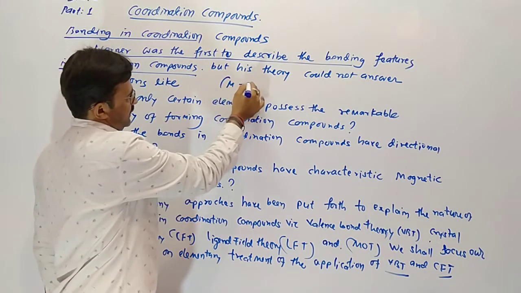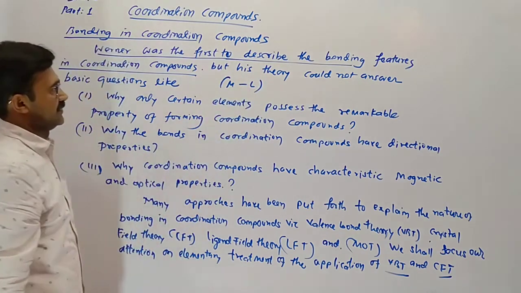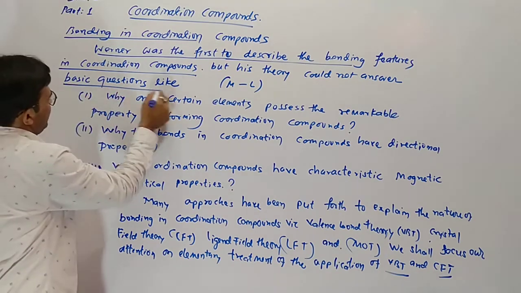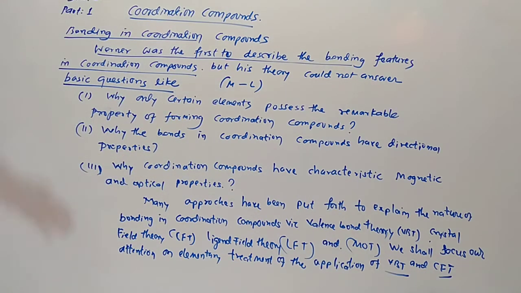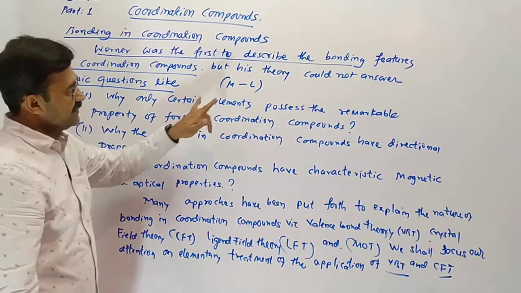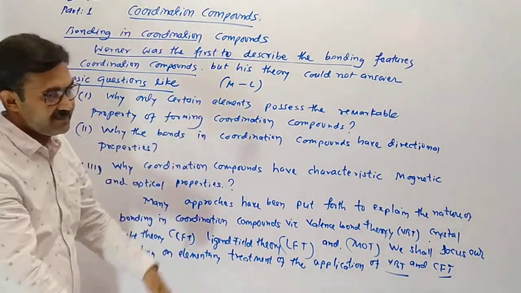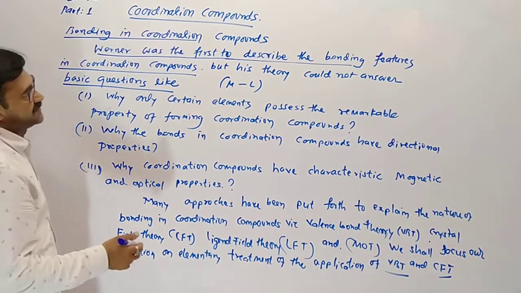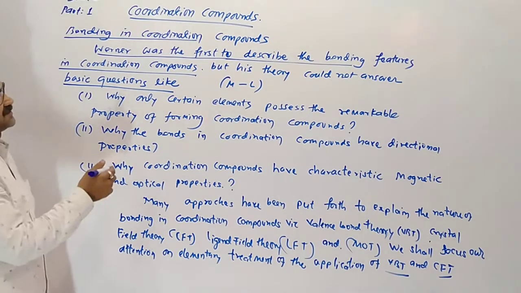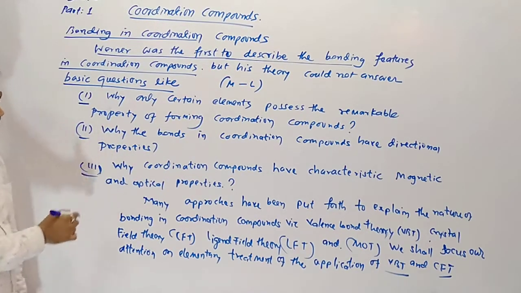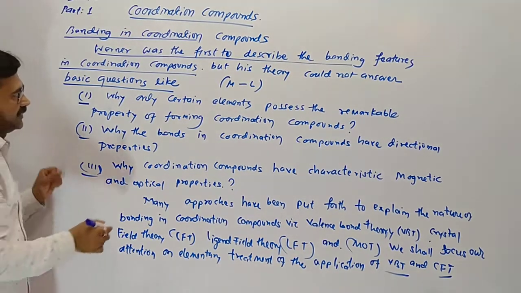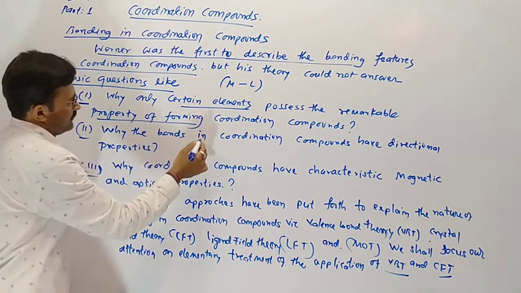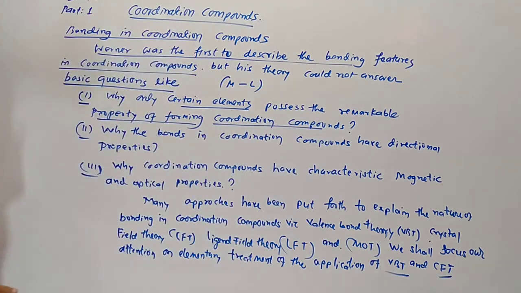He told that metal combines with ligand, but his theory could not answer basic questions. Werner is the first. He described that metal combines with ligand by chemical bond. It is clear, but his theory could not answer some basic questions like 1, 2 and 3. 1. Why only certain elements possess the remarkable property of forming coordination compound?